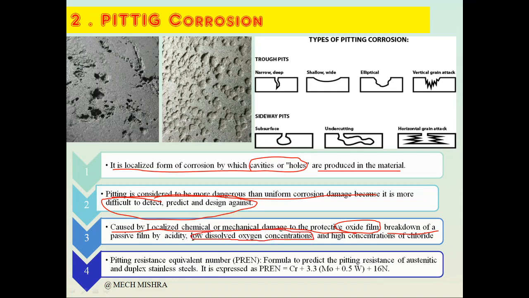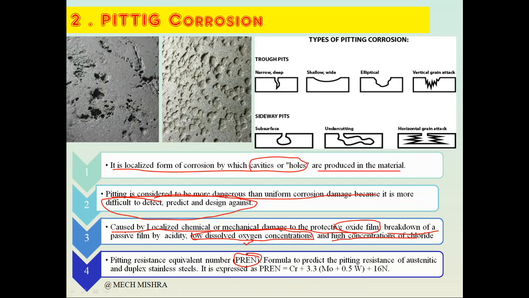Low dissolved oxygen concentration is also a problem, because if we have very low oxygen, then the protective layer will not form. And then high concentration of chloride: if there is a high concentration of chloride, even in carbon steel it aggravates pitting corrosion. Okay, so the third thing is the PREN number. PREN is a very important number with respect to pitting, that's why I have highlighted it here.